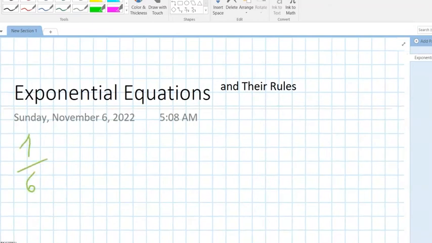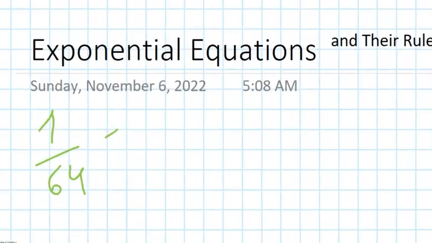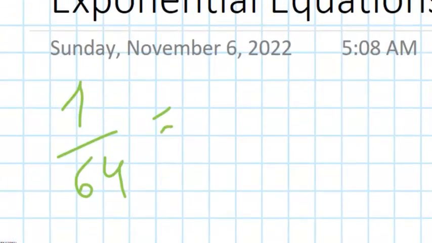1 over 64, how can we represent it? It is 4 to the third. 4 to the third is going to give you 64, right? It's going to be 4 with the exponent 3.